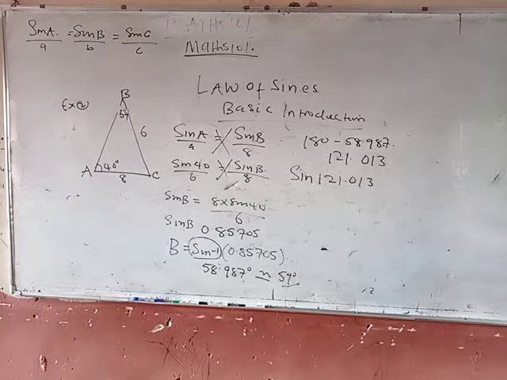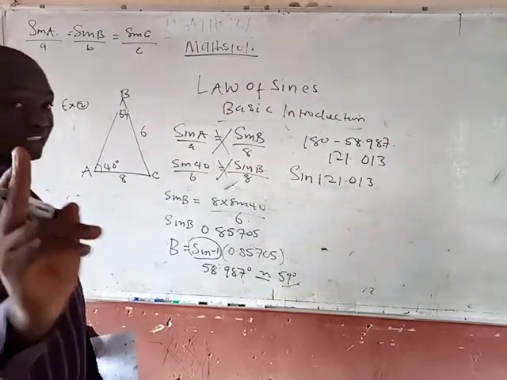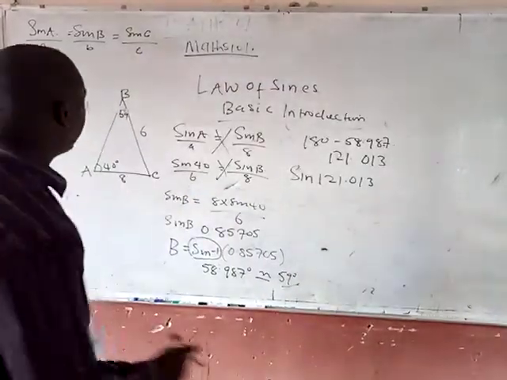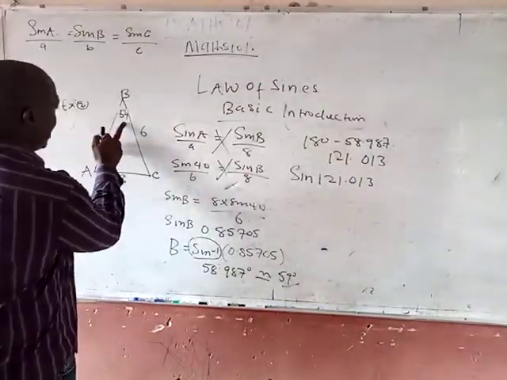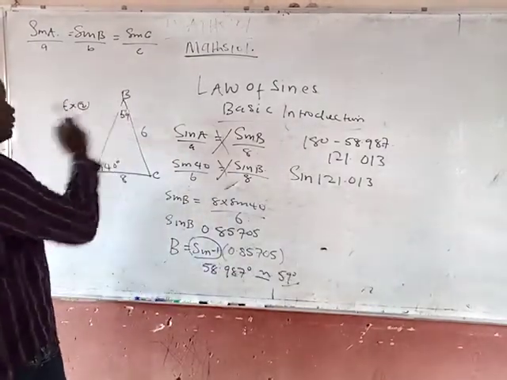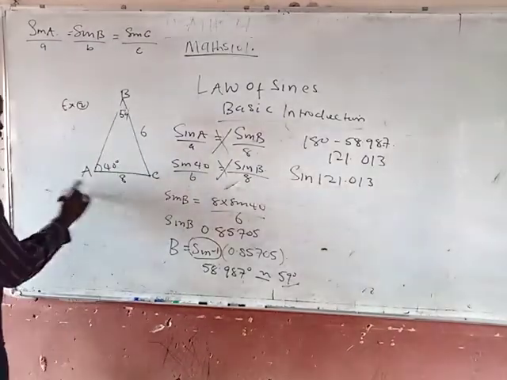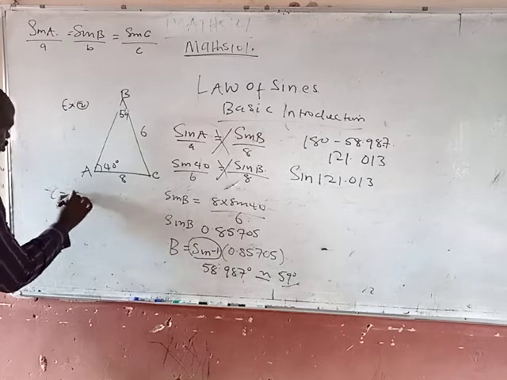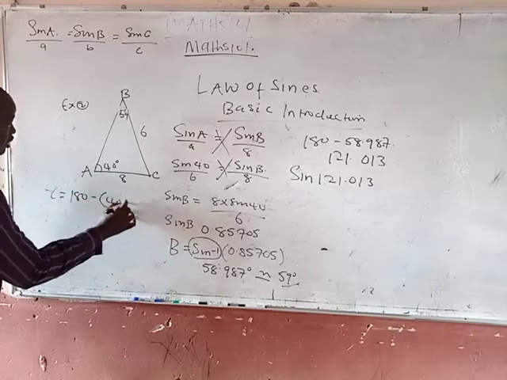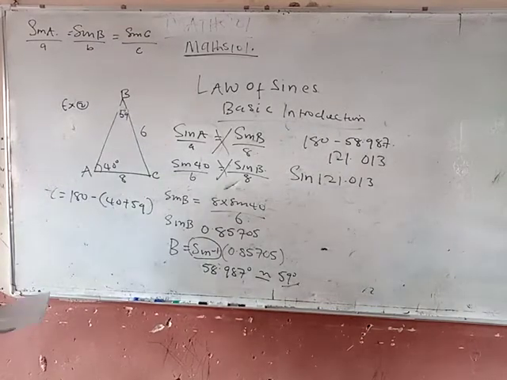So the next thing we have to do is proceed, and you will see why I'm saying you have two solutions. The first solution is where B is already 59, remember I approximated it to 59. So for me to get C, C is equal to 180 minus (40 plus 59). The sum of angles in a triangle is 180, is it not?